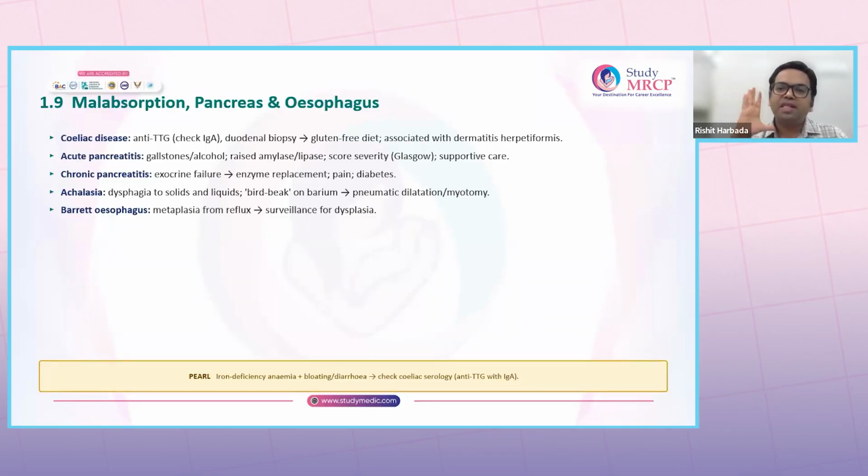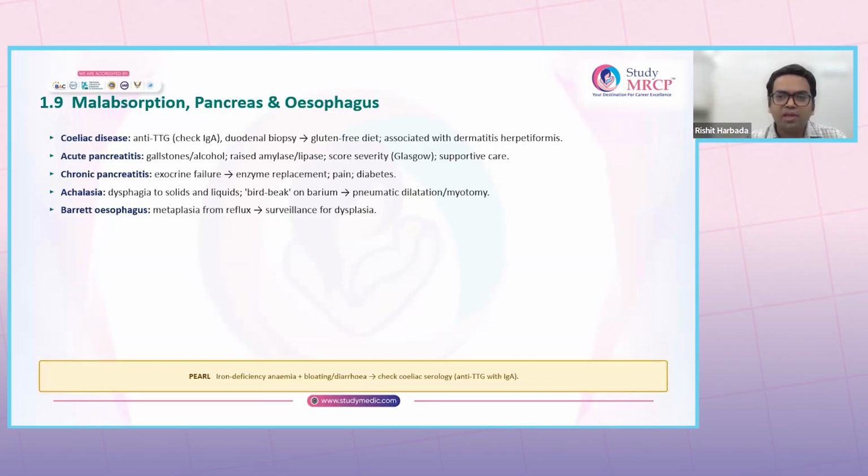Okay. So if there is a patient presenting with iron deficiency anemia and bloating, or any GI symptoms of bloating, gas, diarrhea, weight loss, think about celiac disease until proven otherwise. How do you diagnose celiac disease? Celiac disease is diagnosed by doing a blood anti-TTG IgA. If the IgA levels are normal, the test may come positive. When the IgA levels are low, the test becomes falsely negative.